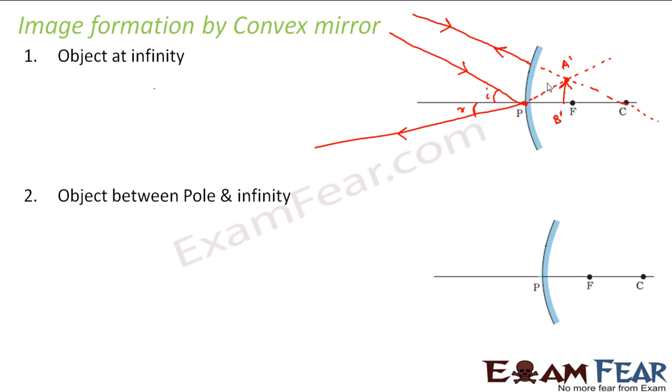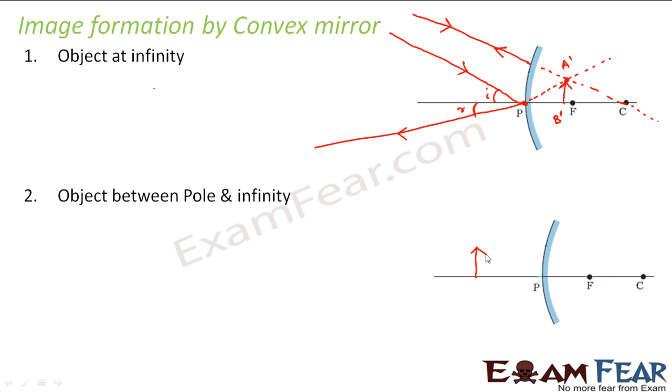Now let us look at the second case where the object is placed anywhere between pole and infinity. So in case of a concave mirror, we discussed each location separately. But here we are just discussing any location between pole and infinity. We are not specific about center of curvature, focus and so on. Why? Because here, the behavior of the image will remain the same. Everywhere it will be a virtual image that will be formed. And moreover, the focal length, the focus, the center of curvature, everything is virtual here.